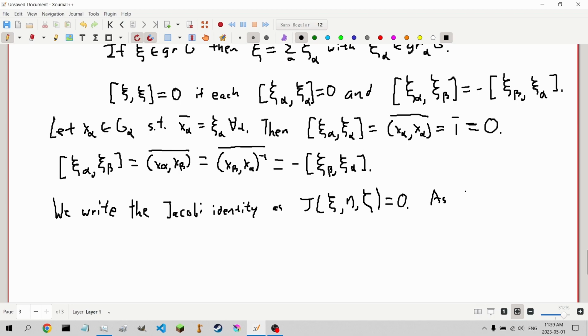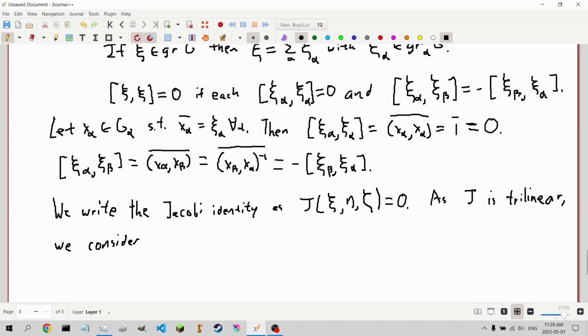And this function J is going to be the bracket of one with the other two, plus, and then just cycling through all 3 options as you'd expect. And this is of course trilinear by the bilinearity of the Lie bracket. So we can boil this down to just an arbitrary case.